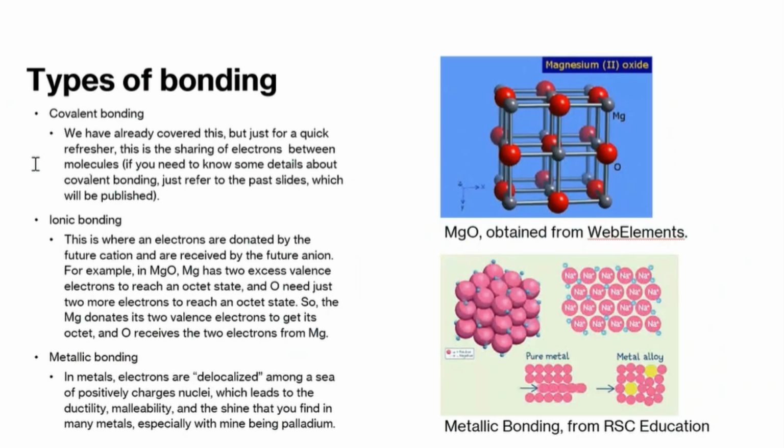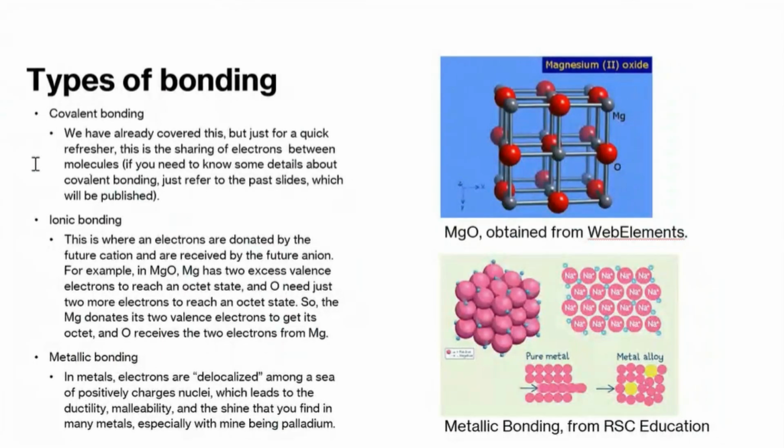For example, in magnesium oxide, MgO, magnesium has two valence electrons that it needs to lose to achieve its octet state, and oxygen just needs two more electrons to reach its octet state. Basically, magnesium can donate its two valence electrons to get its octet, and the oxygen can receive the two electrons from the magnesium to achieve its octet. So it's a very fair trade. And a rule of thumb for ionic bonding is that it happens between a metal and a non-metal. Metals have a great magnitude less electronegativity than non-metals.